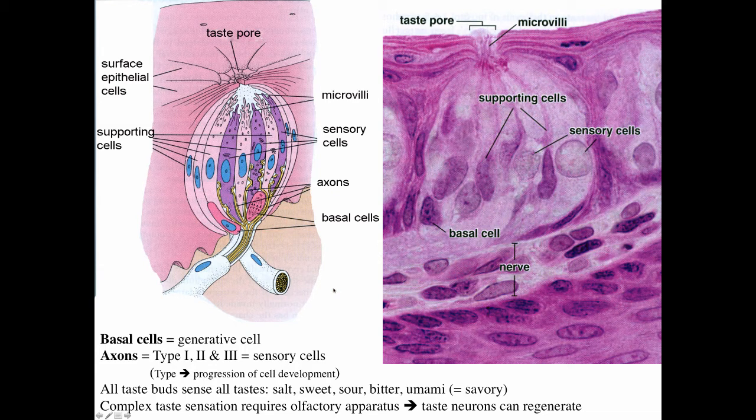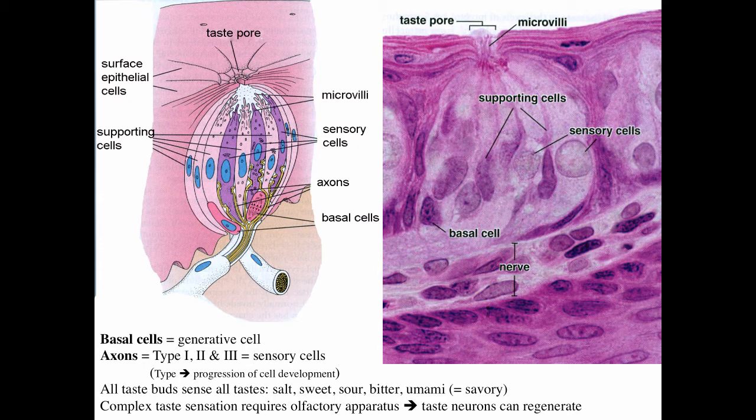The taste buds have several types of cells. There's a basal cell, which is a generative cell. You can see that here on the histological profile. There are 3 types of axons in the taste buds, type 1, type 2, and type 3 axons. These are all sensory cells.